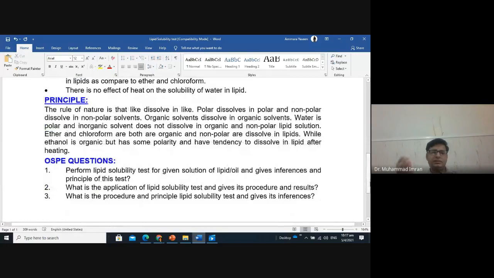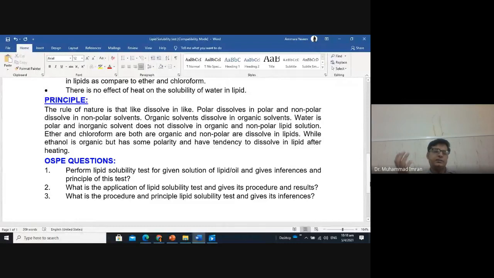Principle: what is the principle of this reaction? The rule of nature is that like dissolves like: polar solvent dissolves polar, non-polar solvent dissolves non-polar. Organic solvents dissolve organic solvents. Water is a polar and inorganic solvent and does not dissolve in organic and non-polar liquid solutions. Ether, chloroform, and acetone are organic and non-polar in nature. That's why they dissolve lipid. While ethanol is organic but has some polar characteristics and has a tendency to dissolve lipids after heating.